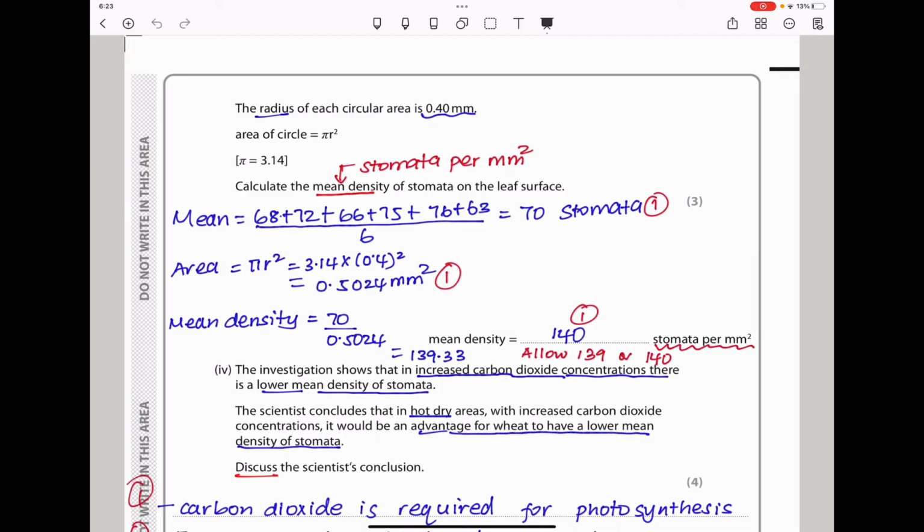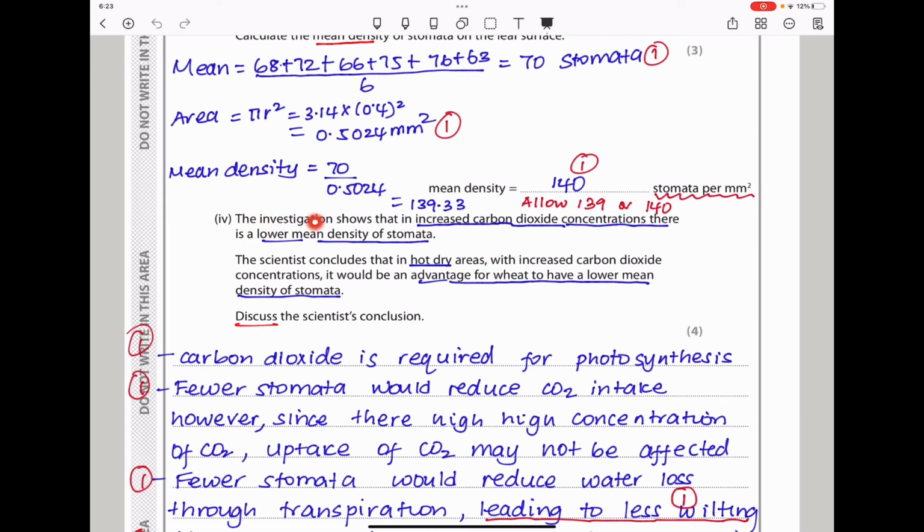And then I found the area, which is pi r squared. I have the pi and they have the radius. So I found that. So the mean density is going to be the mean number of stomata divided by the area, which is this one here. We divide the number of stomata by the area, and we'll get the mean density. Remember we said mean density is going to be the number of stomata per millimeter squared. So it's going to be 70 stomata divided by the area you got. So you get 140 stomata per millimeter squared. And again, you had to refer to this part, which was given.